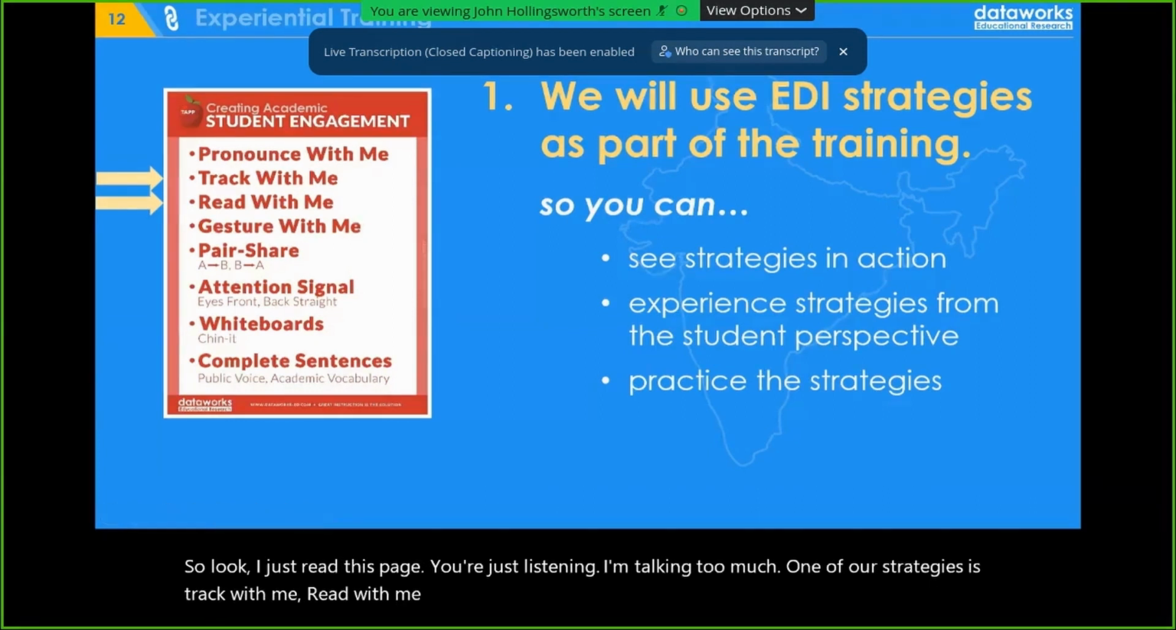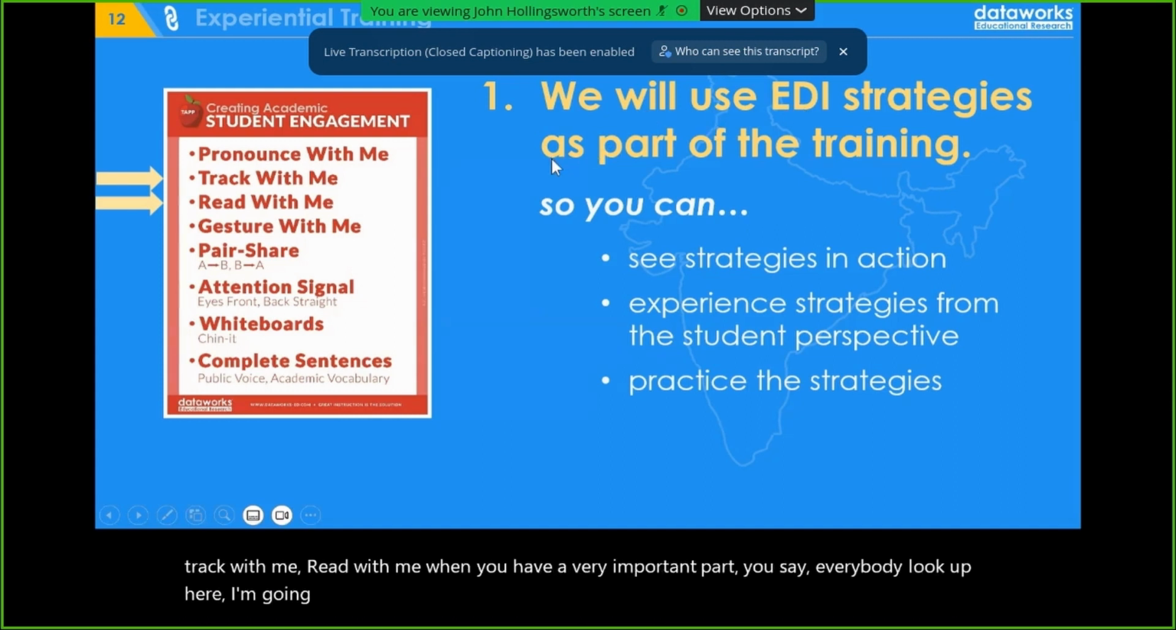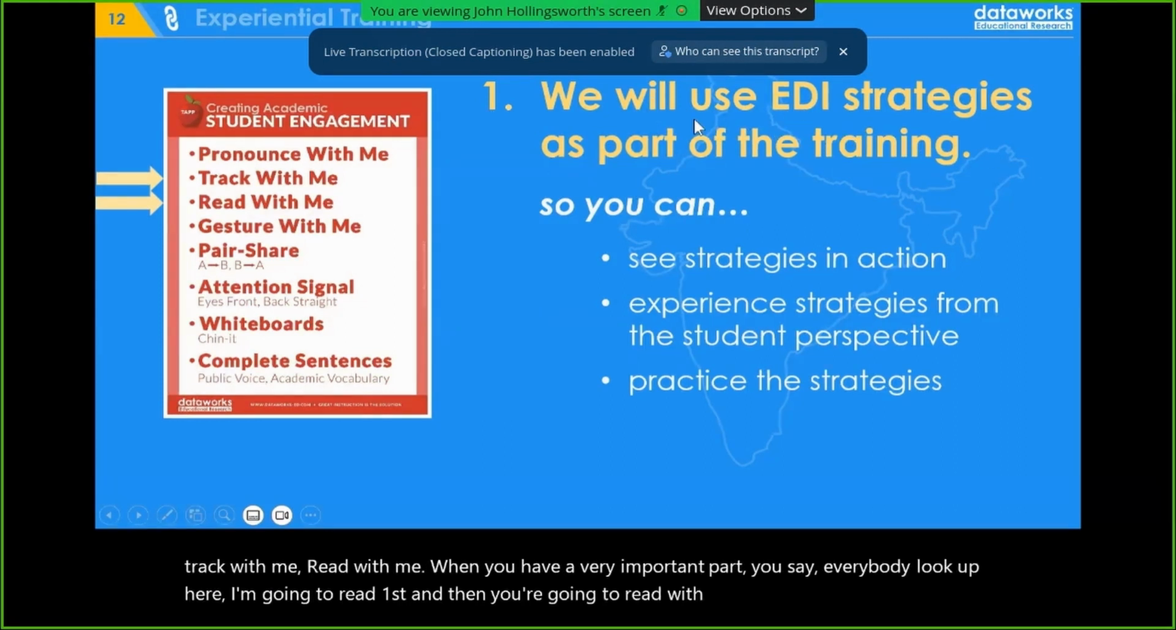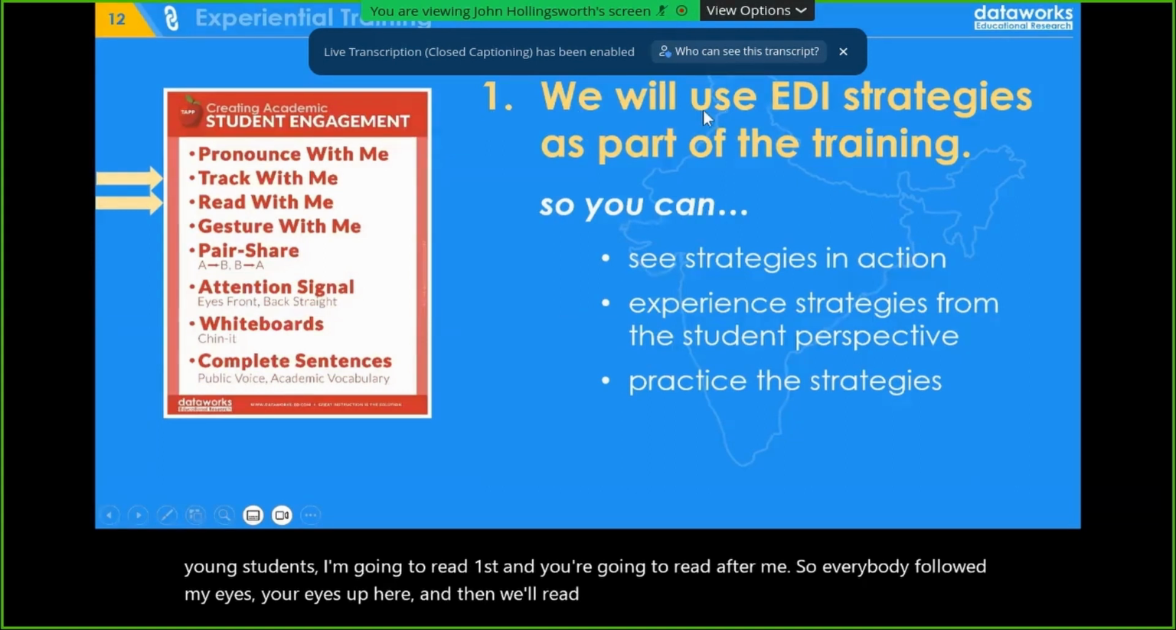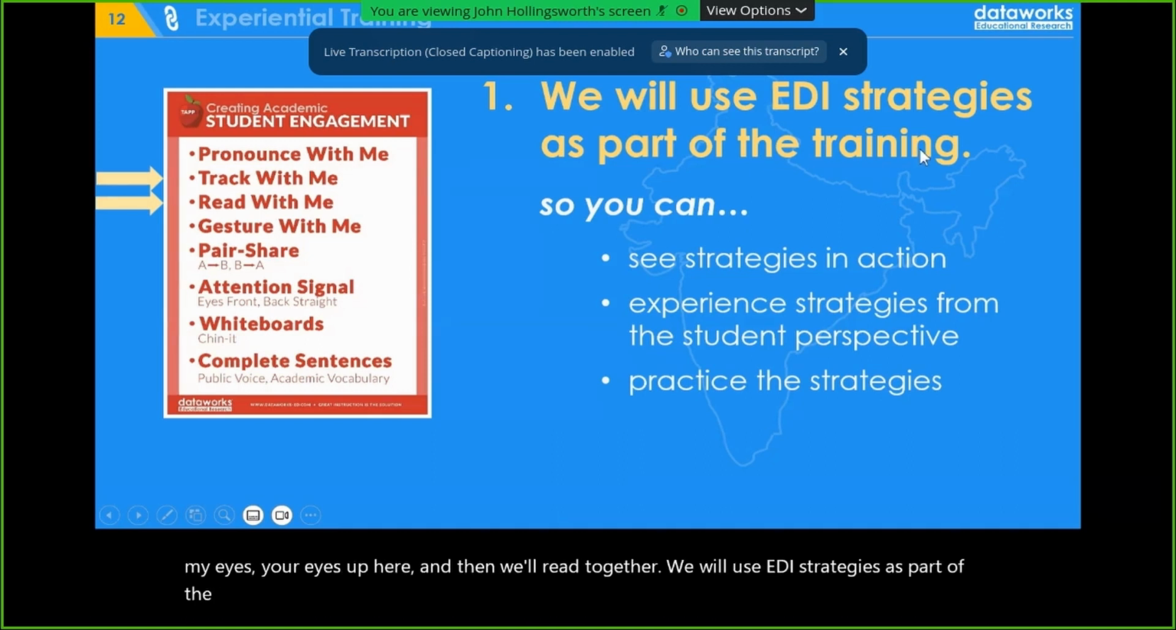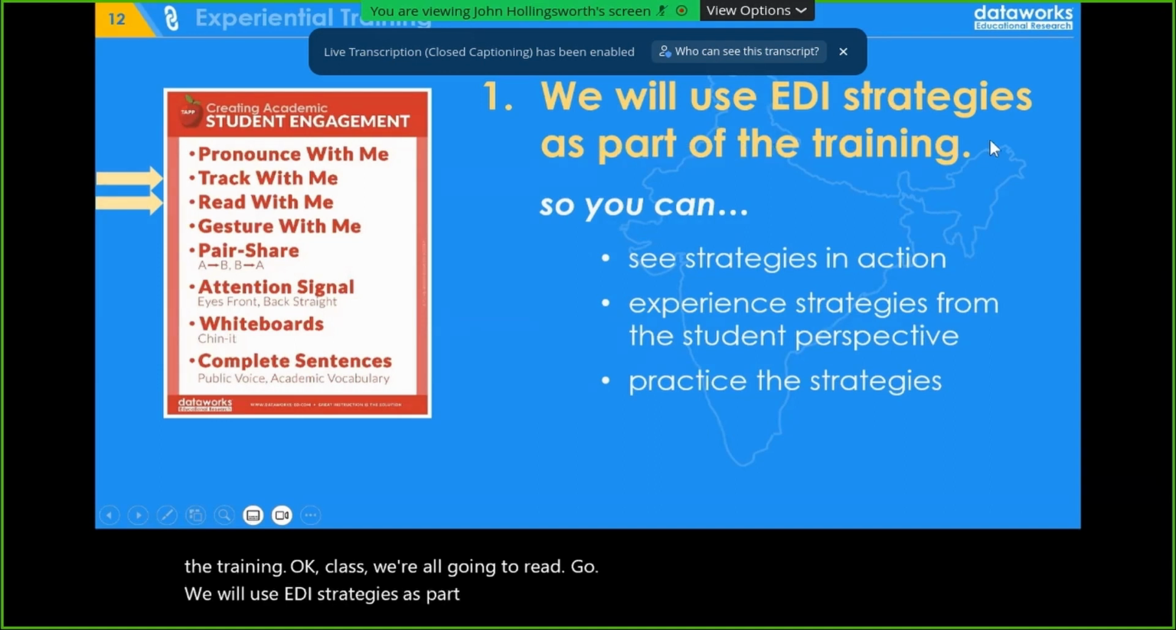One of our strategies is track with me, read with me. When you have a very important part, you say, everybody look up here. I'm going to read first, and then you're going to read with me. Okay, so let's say we've got young students. I'm going to read first, and you're going to read after me. So everybody follow my eyes, your eyes up here, and then we'll read together. We will use EDI strategies as part of the training. Okay, class, we're all going to read. Go. We will use EDI strategies as part of the training.